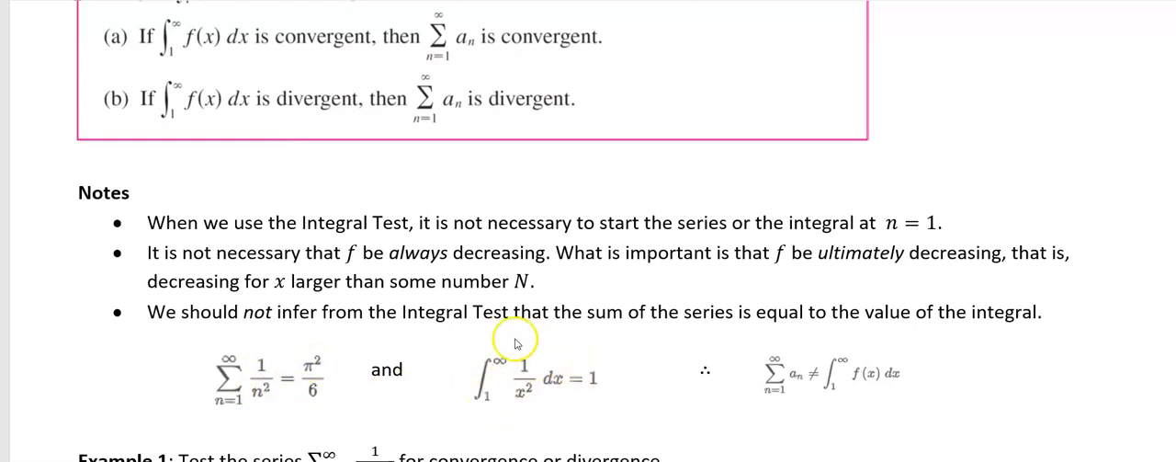But if we take the integral of the function for the same series from 1 to infinity, that actually equals 1. These two values are not equal. Pi squared divided by 6 is not equal to 1. So there's just one example that disproves the idea that the integral would give you the sum of the series. That is not what we should think. We should only think that this is telling us whether it's convergent or divergent.